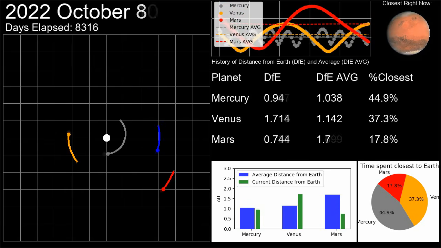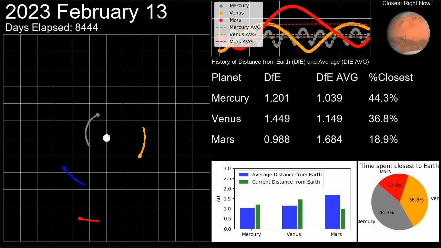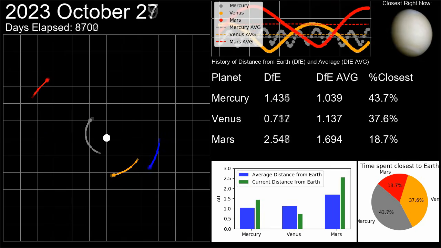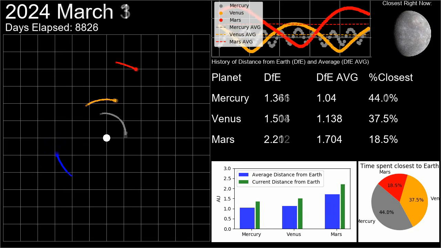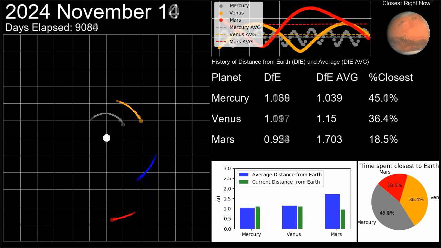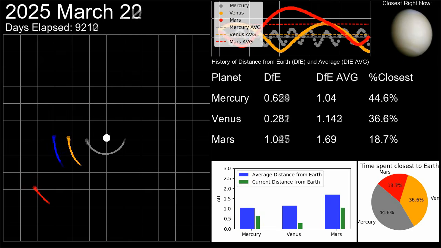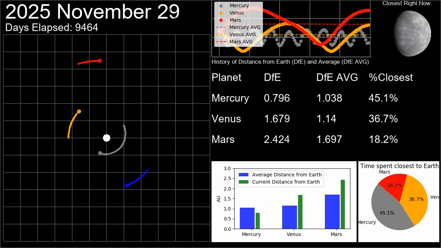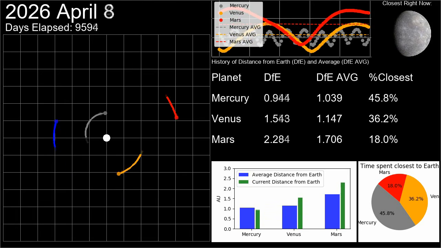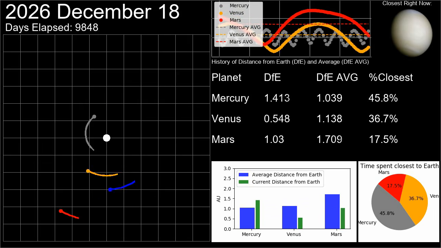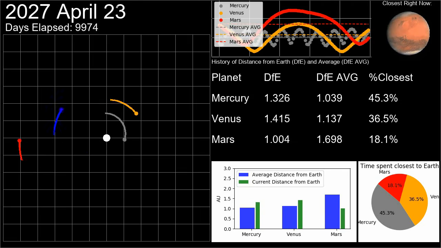It's really interesting. Similarly, on the bottom now, you'll see it's starting to even out. If you look at those blue bars, the blue bar for Mercury is just a little bit lower than Venus. And if you look at the table, the DFE average, Mercury is around 1.04 on average, and Venus is going to average out around 1.14. So that's like a 10% increase in distance. And then, of course, the time spent closest to Earth is really not even close. Mercury is the closest planet to Earth a lot of the time.